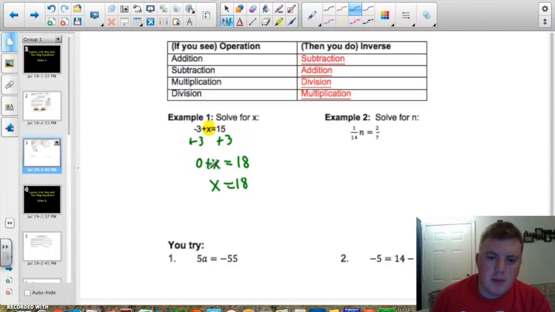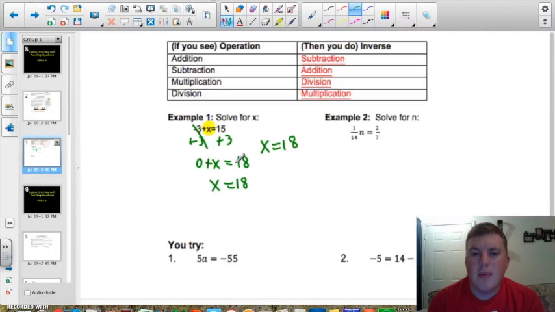Now, I don't expect that you guys show this step on every problem where you cancel out and have the 0 there. I expect you guys to be able to just cancel those out, add those together, and just say x equals 18. Just for the first problem, I wanted to show you guys all the steps so that nobody gets lost.